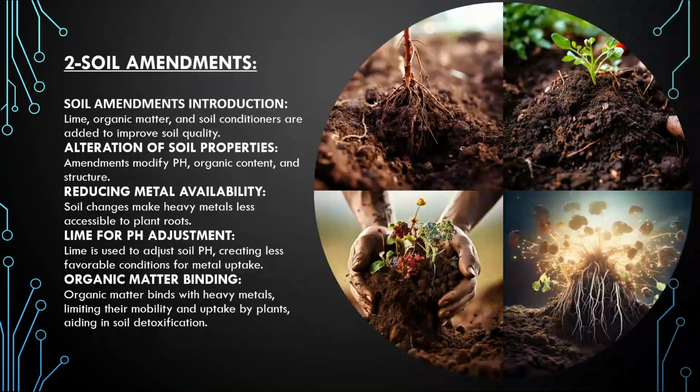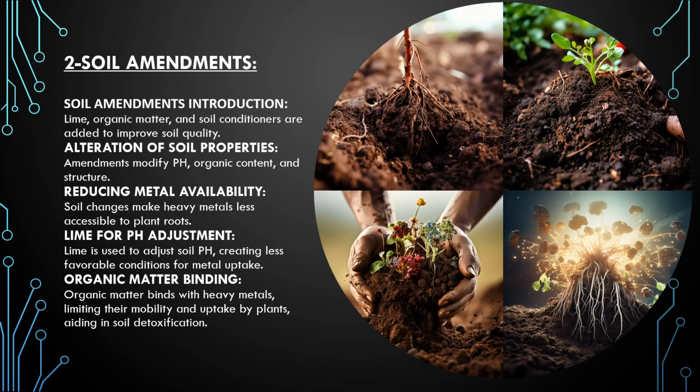2. Soil amendments. Soil amendments introduction. Lime, organic matter, and soil conditioners are added to improve soil quality. Alteration of soil properties. Amendments modify pH, organic content, and structure, reducing metal availability. Soil changes make heavy metals less accessible to plant roots.